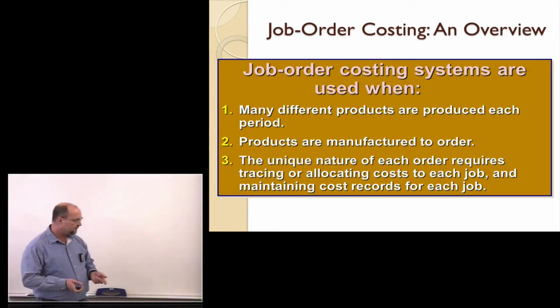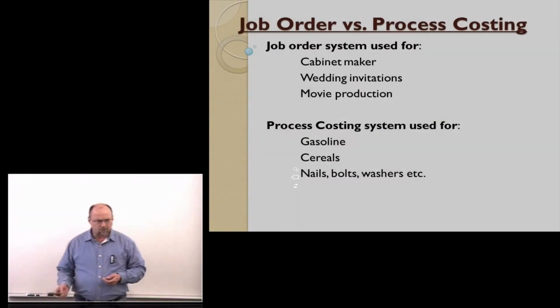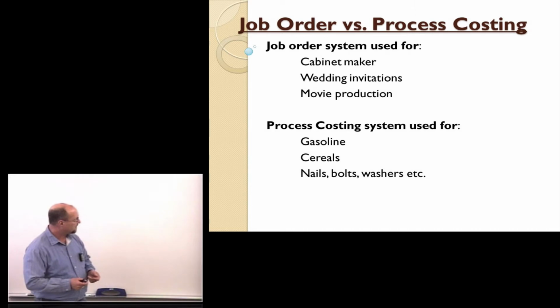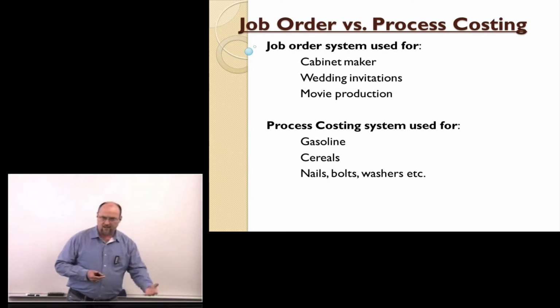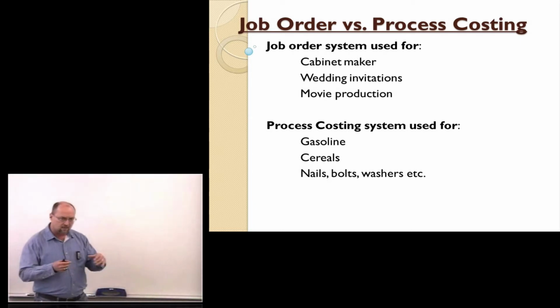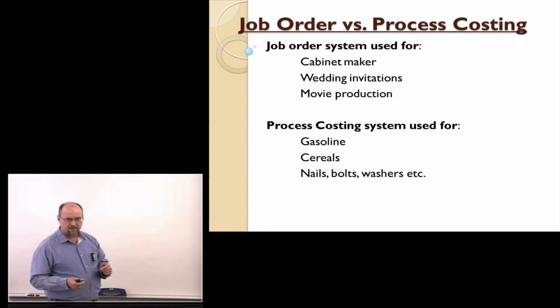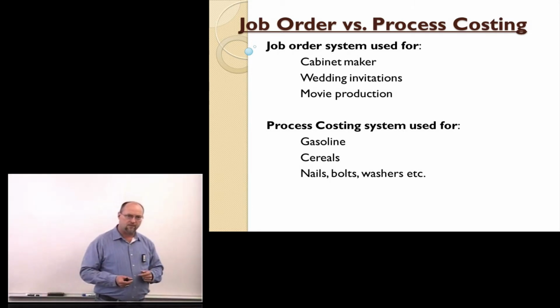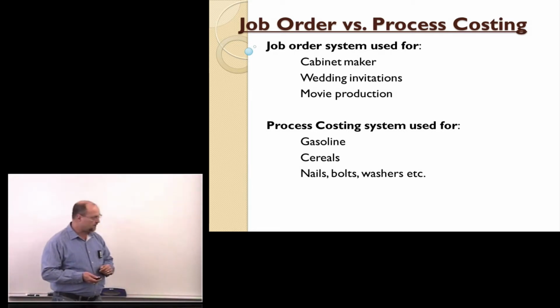Okay? And so we have a lot of different companies out there that will use a job order costing system. Notice party invitations, wedding invitations, graduations. Okay? You might invite 150 people, you pick the design, the look, the specific information. That's a job order. Movies are obviously going to be different from movie to movie, so that's a form of a job order. As opposed to process costing.